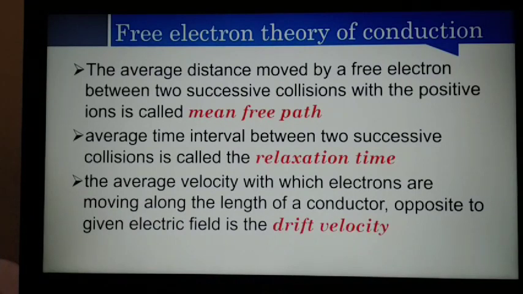Now we have to calculate the drift velocity. For that, you can come back to our earlier diagram that I have already shown you. We have already seen the three important terms: the relaxation time, the mean free path, and drift velocity. Now we have to discuss how you can calculate the drift velocity.